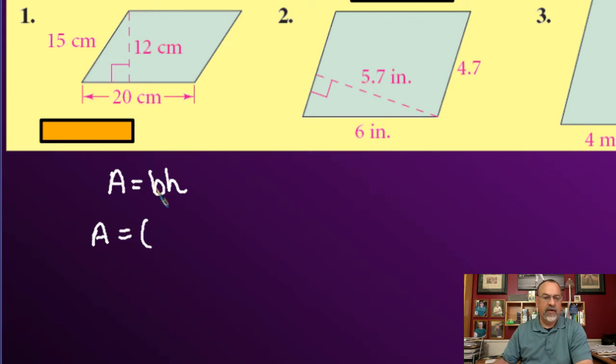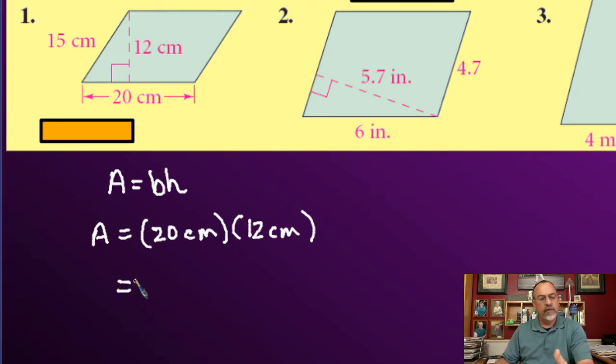Now, the base is this value here, 20, and here's what I want you to do: put the units right in there, because this base is 20 centimeters, not just 20, times then 12 centimeters. And now I simply have a multiplication problem.